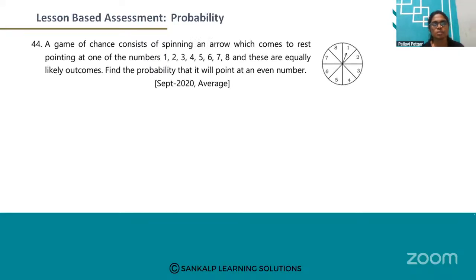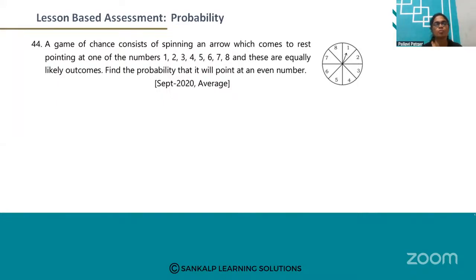Look at the question number 44. A game of chance consists of spinning an arrow which comes to rest pointing at one of the numbers 1, 2, 3, 4, 5, 6, 7, 8, and these are equally likely outcomes. Find the probability that it will point at an even number.